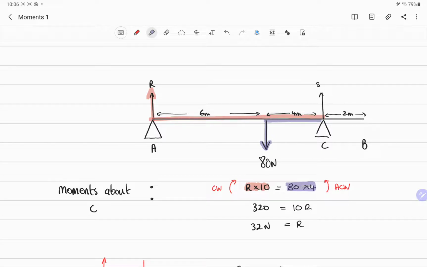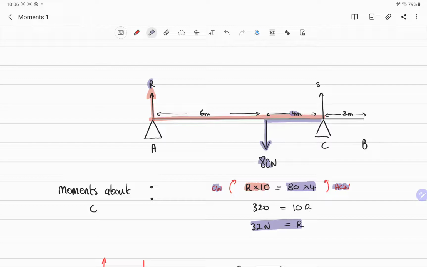So when you take the force and multiply it by the perpendicular distance, you get the moment, and you equate the clockwise moments with the anti-clockwise moments. So 10R is equal to 320, because this is 80 times 4, and this is 10 times R. So you get your value of R.